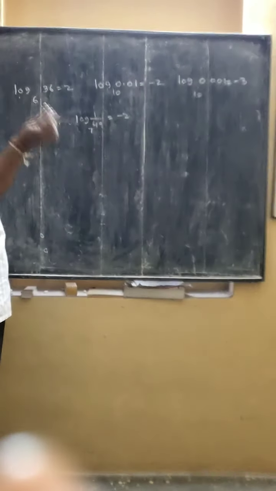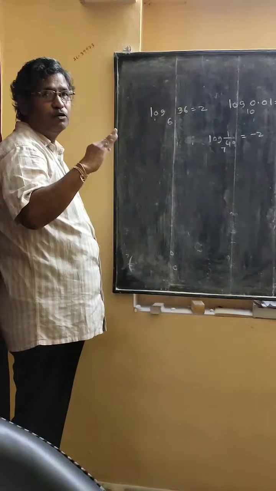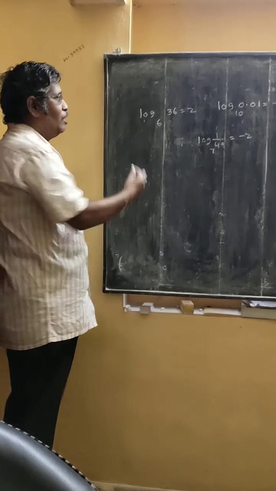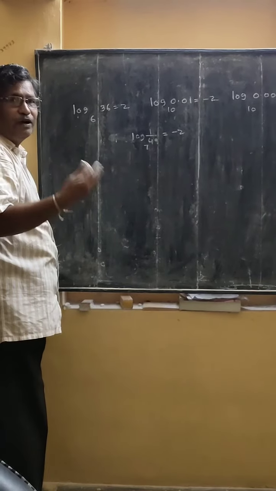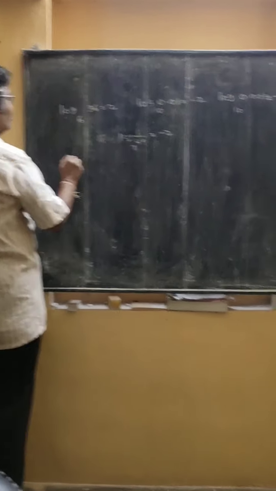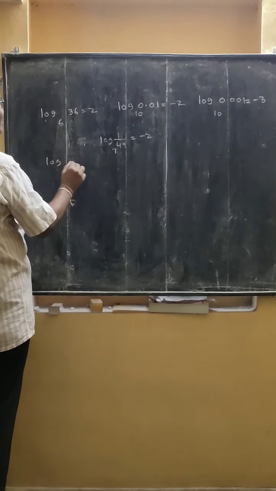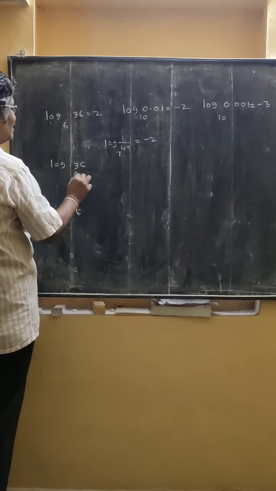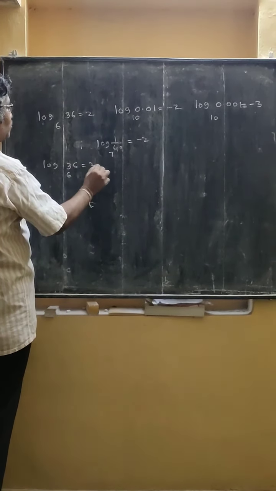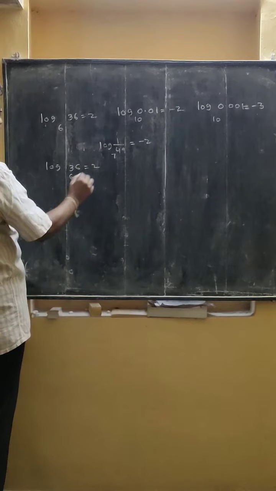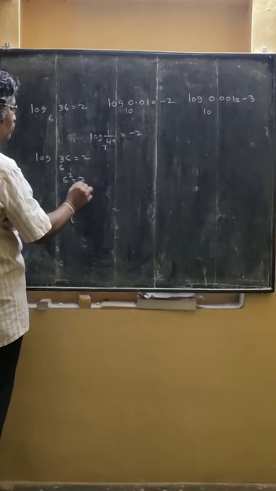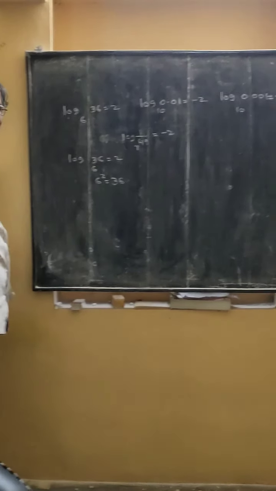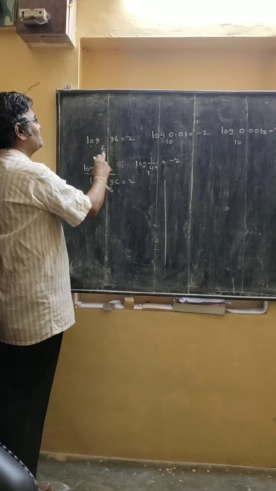Let us see these problems. In the previous problems we went from exponential form to logarithmic form. Now the logarithmic form is given, and we should convert it into exponential form. Log 36 to the base 6 is 2. How can you write this one? 6 square is equal to 36.